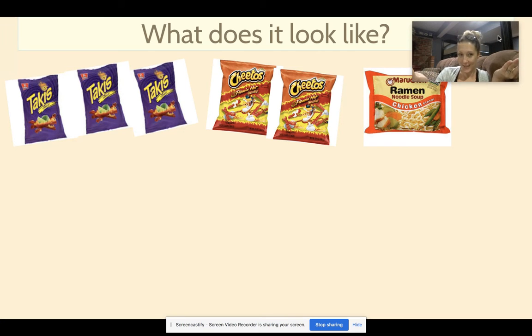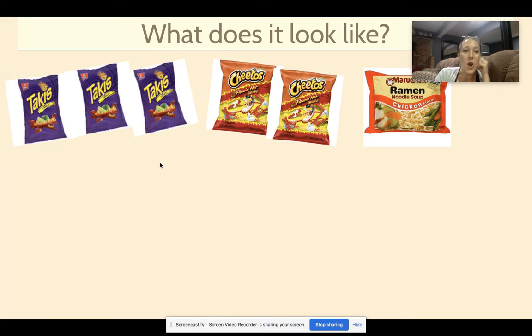So, I got some snacks here. I've got 3 bags of Takis, I've got 2 bags of Flamin' Hot Cheetos, and I got a package of ramen. So if I wanted to write the sample space of this, I'm basically listing everything that I can choose from. The annoying part is that if you have more than one, like we have 3 Takis, you're going to have to list the Takis 3 times.